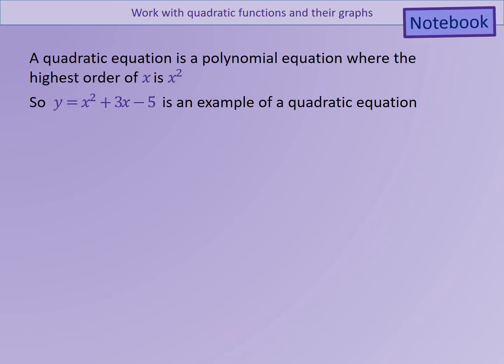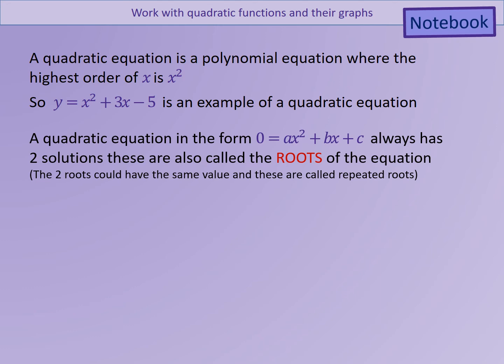Okay, so this slide is all about notation and definition, so please make sure that you write these notes down in your notebook. First of all, the definition of a quadratic equation is a polynomial equation where the highest order of x is x squared. So the example shown there is a typical quadratic equation.